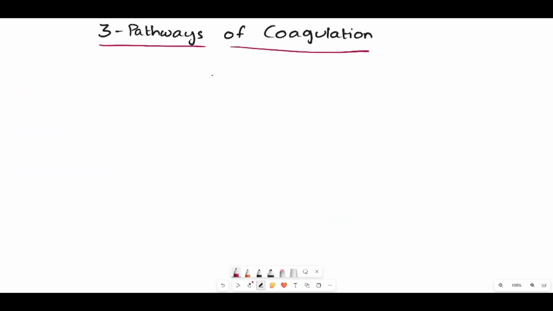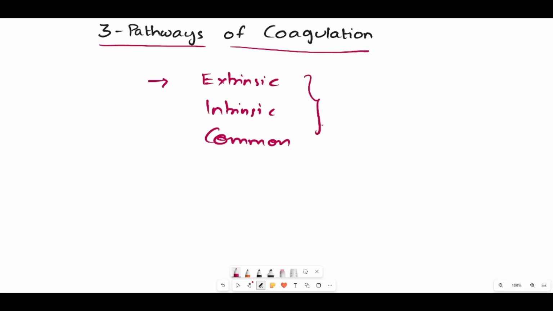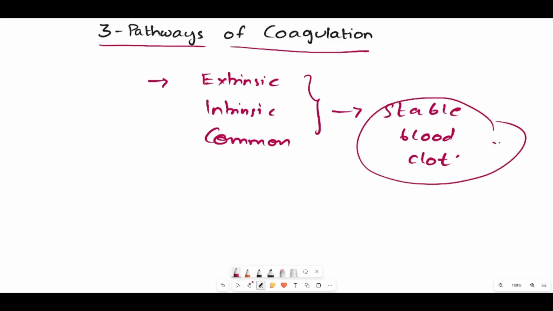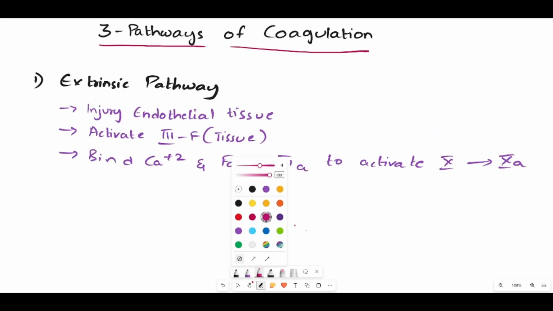So generally there are three pathways of coagulation. The first one is the extrinsic pathway, then the intrinsic pathway, and the common pathway. All these three pathways together form a stable blood clot. So how does this stable blood clot form? Let's see each pathway in detail.